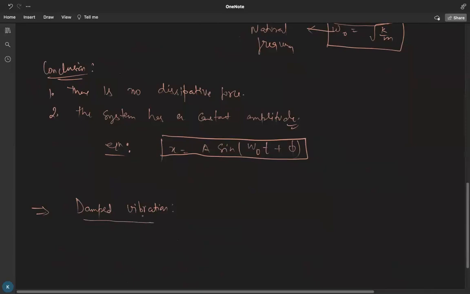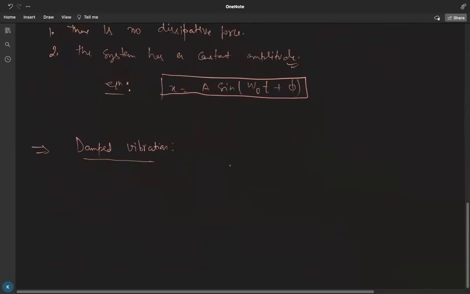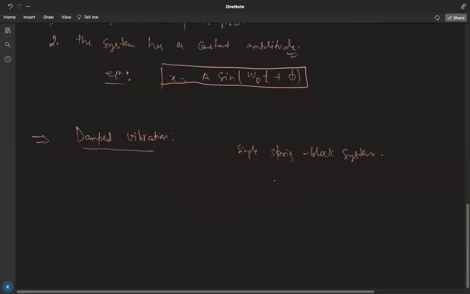So let me quickly set up the system and see what actually happens in it. Let's take the same system, a single spring block system, right? This is our system. But right now what I am doing is submerging this system in water. You can take any kind of fluid, and this is our beaker.